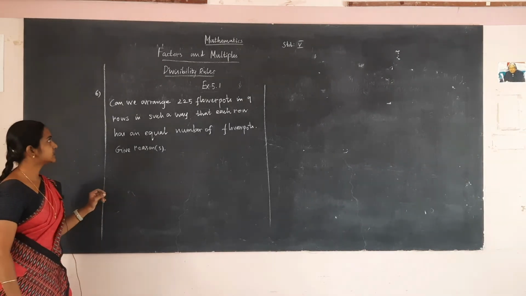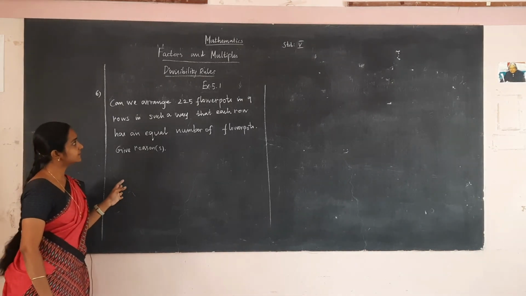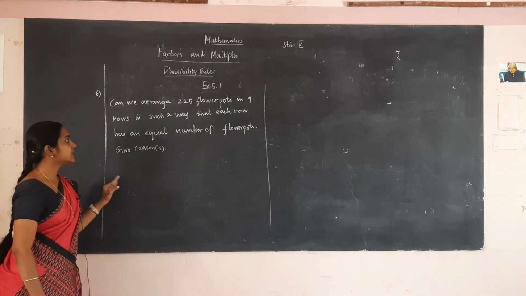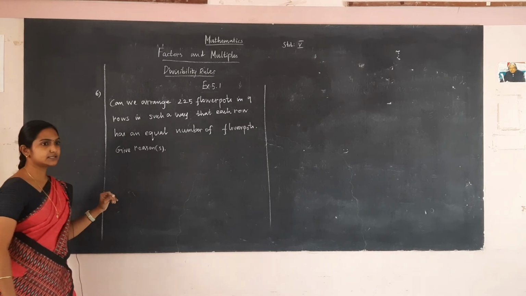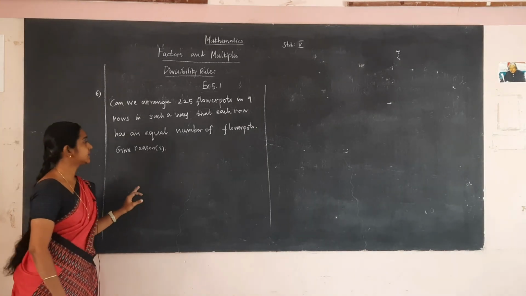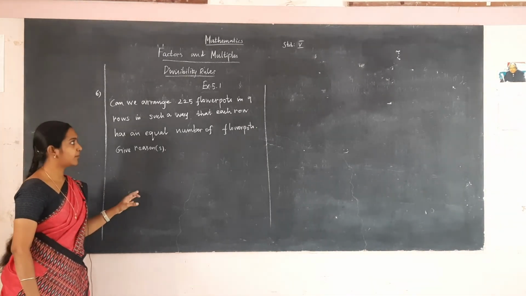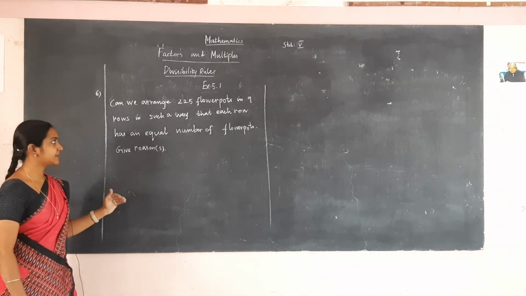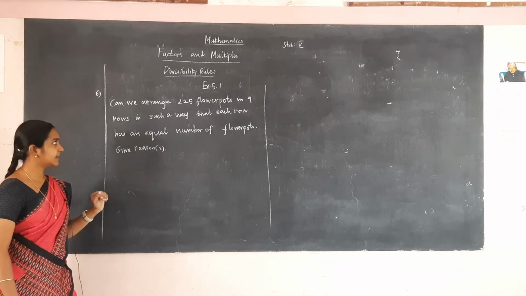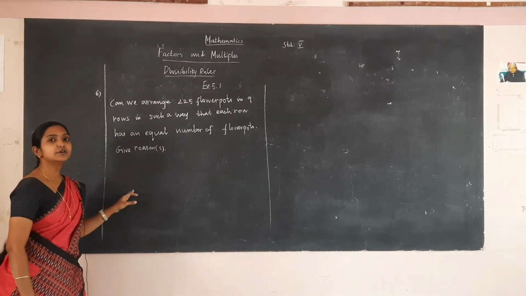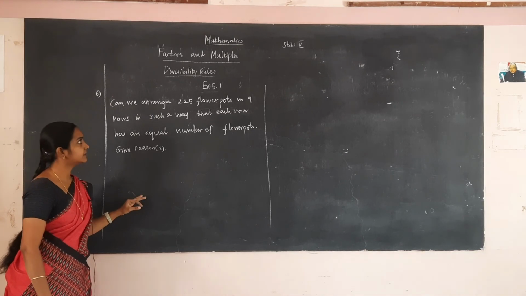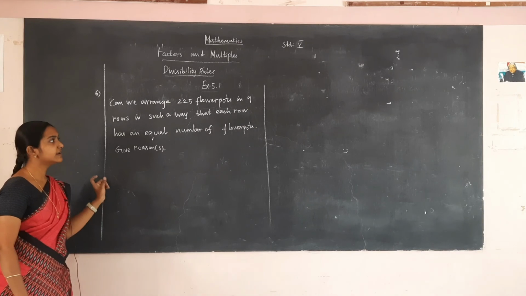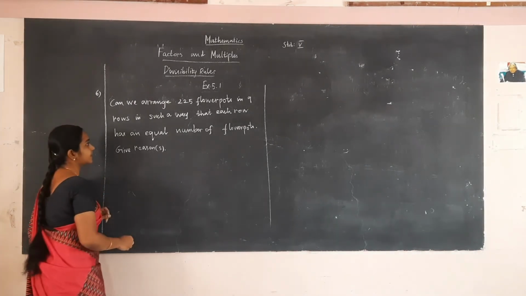The sixth question is, can we arrange 225 flower pots in 9 rows in such a way that each row has an equal number of flower pots? Give reasons. We have to arrange 225 flower pots in 9 rows so that each row has the same number of flower pots. To find that number, we have to divide 225 by 9. Before that, let us check whether 225 is divisible by 9.